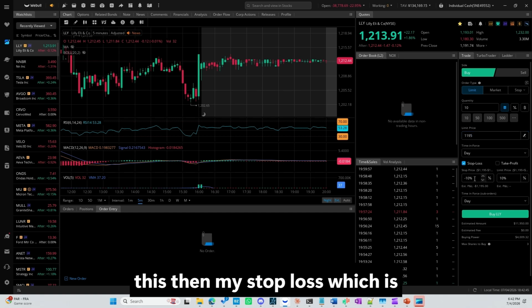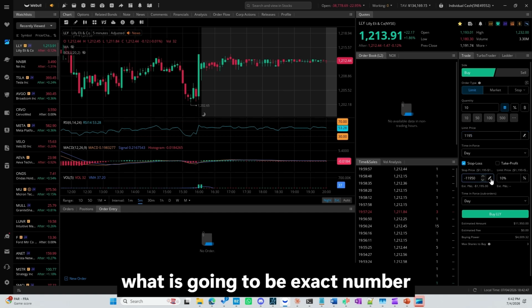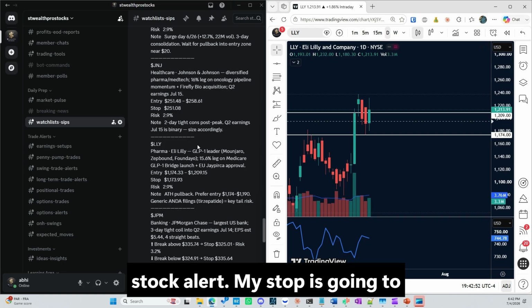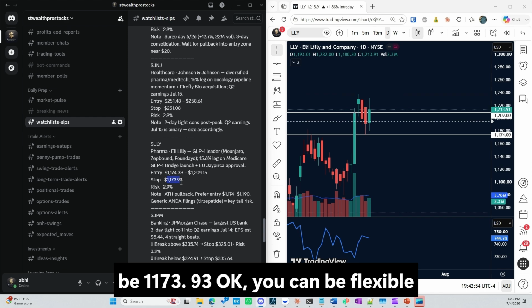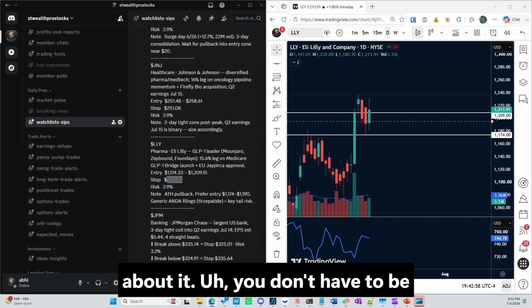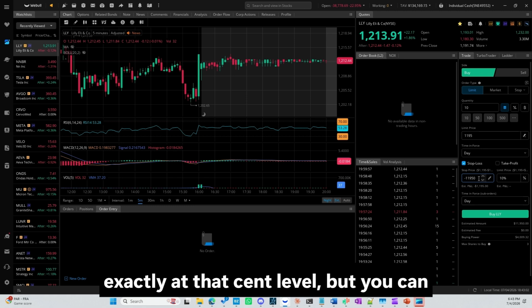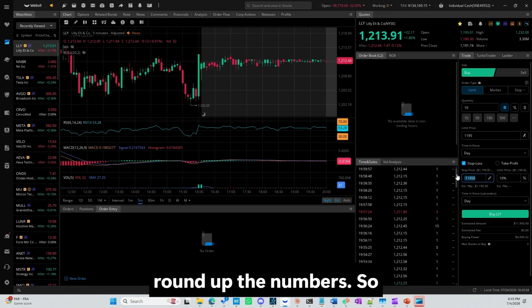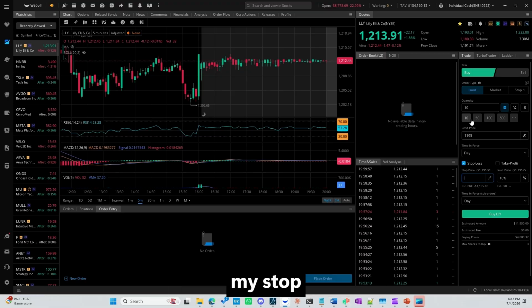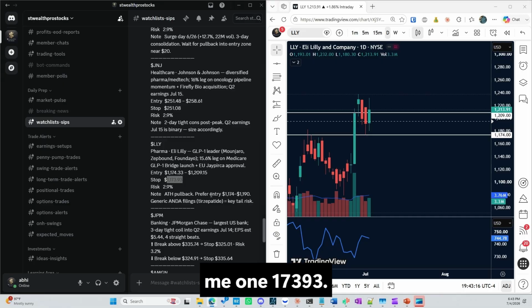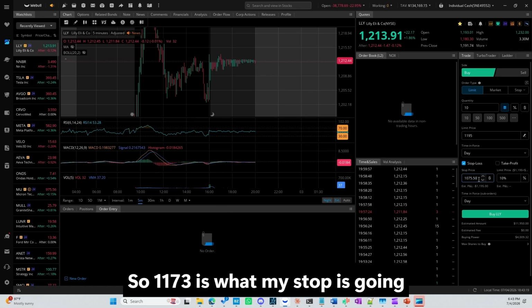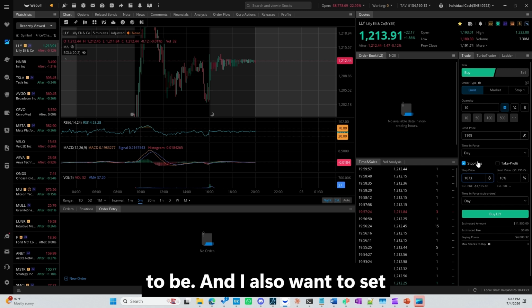Then my stop loss, which is going to be an exact number based on my stock alert, is going to be 1173.93. You can be flexible about it. You don't have to be exactly at that cent level, you can round the numbers. So my stop is 1173.93, so 1173 is what my stop is going to be.